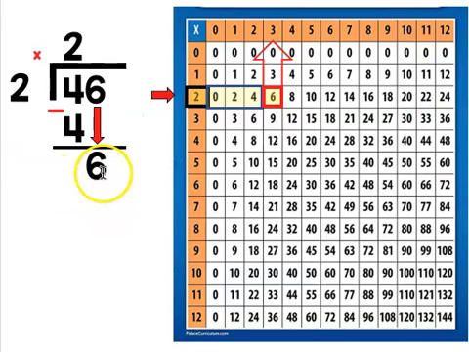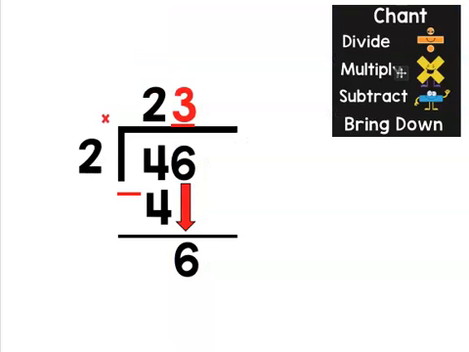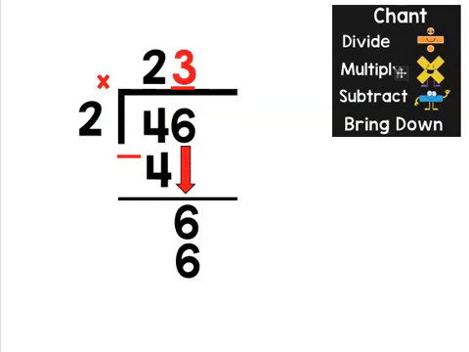We're going to look and see 2 still on the side of the house, and we're going to find a 6 in the middle of our multiplication chart. We go up to the top of the chart and we see a 3. We do 3 times 2 equals 6. Then we subtract. We have 0. So we have gone as far as we can and our answer is 23. The answer will be at the top of the house here.